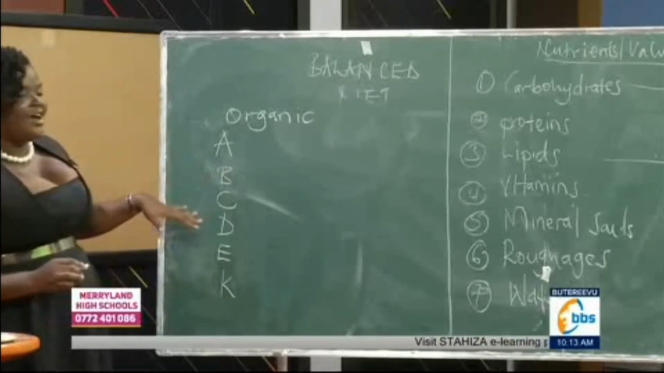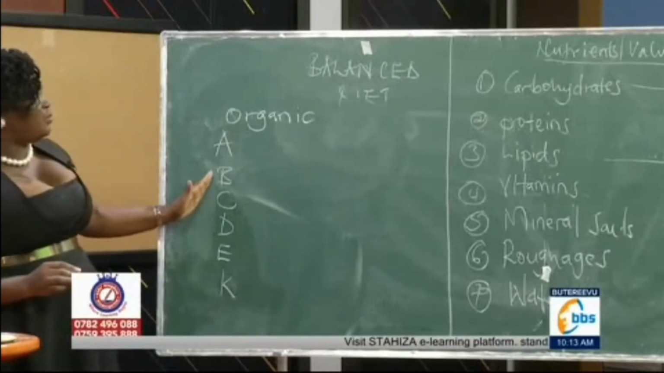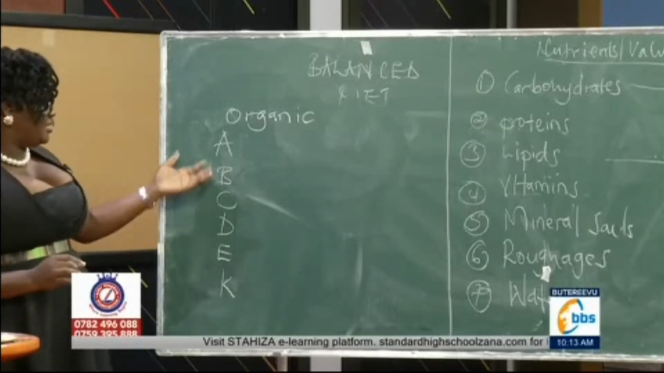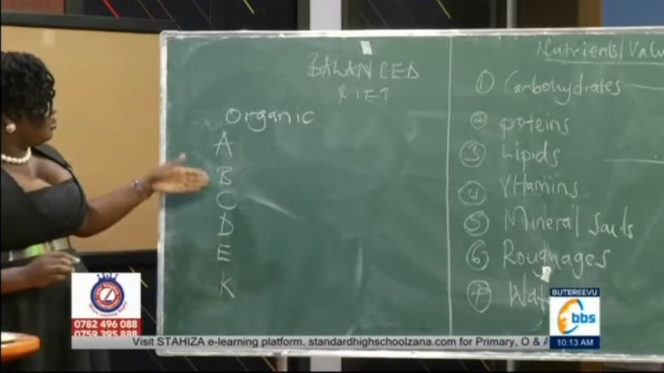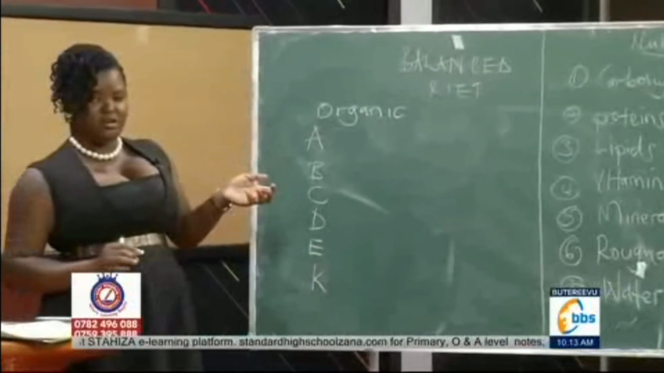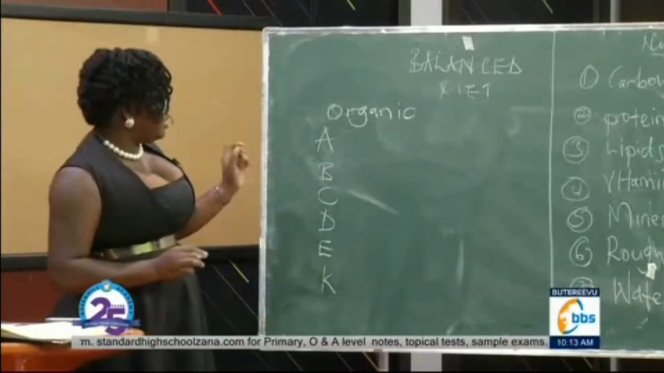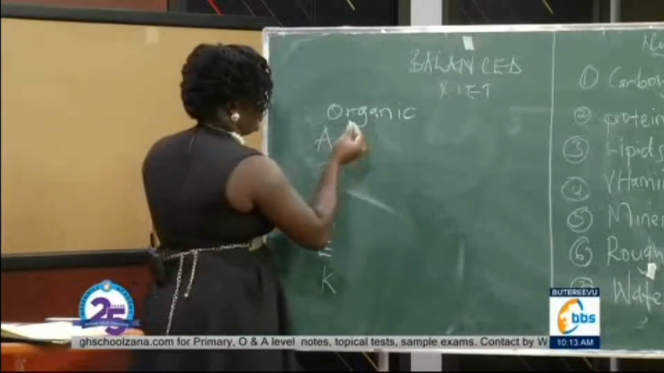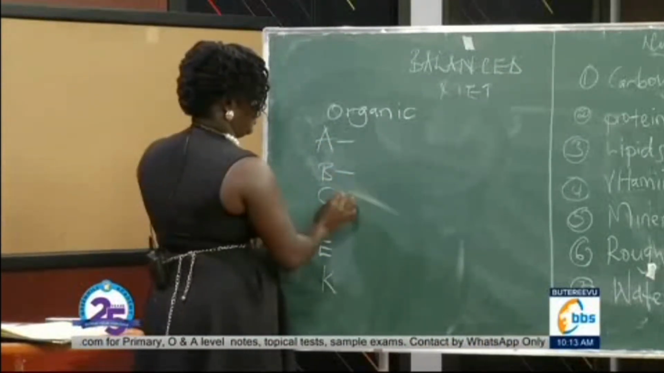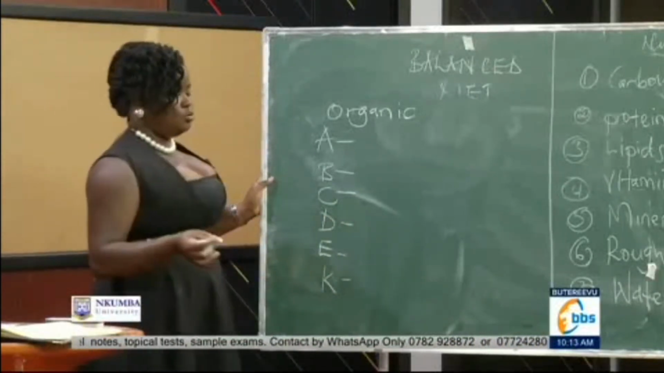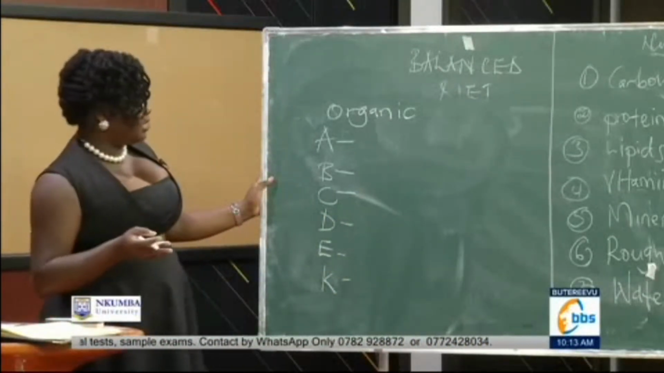These letters are as a result of the times these vitamins were discovered. A was discovered first and K was discovered last. But later on, scientists had to give them names. So we are having vitamin A up to K. And then scientists gave them names. You'll find that A has another scientific name, B has a scientific name, C, D, E, and K. At your level, you don't need to put much emphasis on their scientific names.